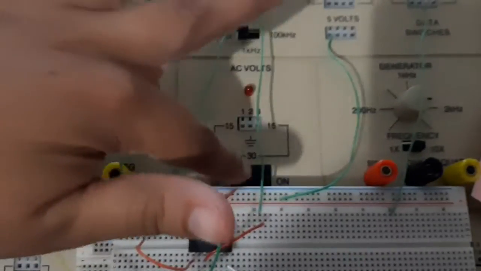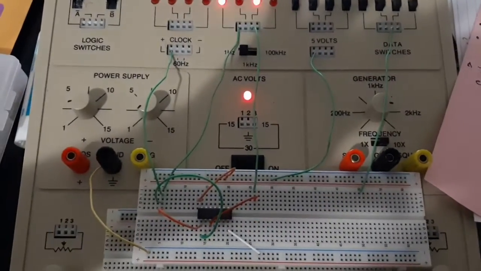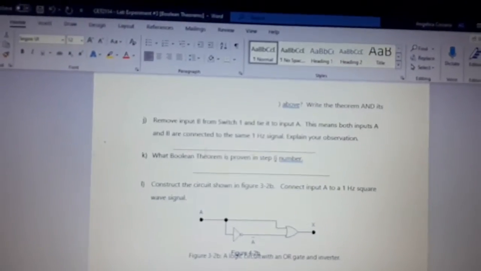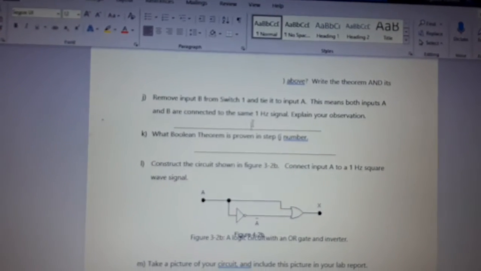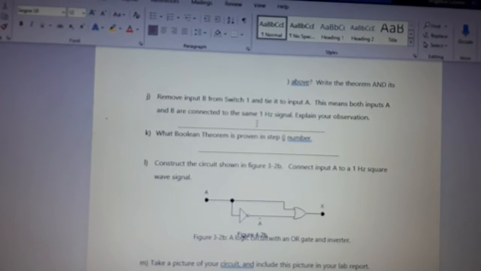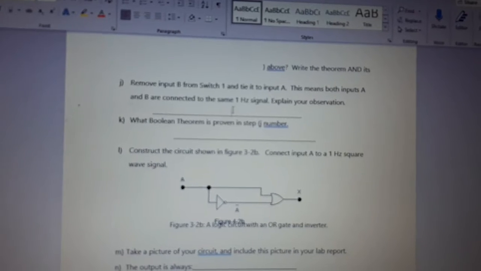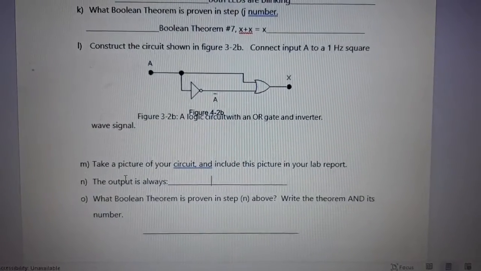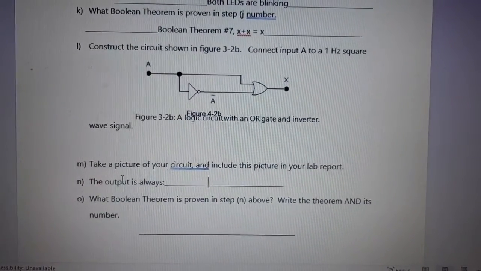I'm going to turn this on. And we get 2 blinking lights, which means that output X is enabled. So my observation is that both LEDs are blinking. And this Boolean theorem that is proven is Boolean theorem number 7, which is X or X is equal to X.